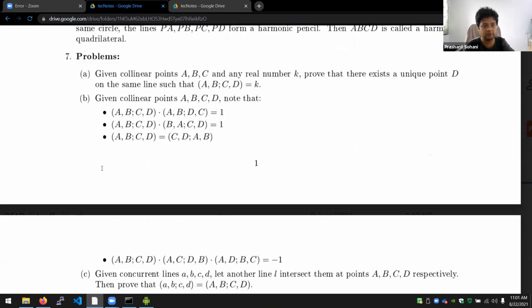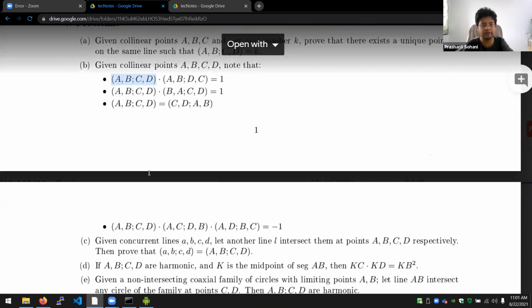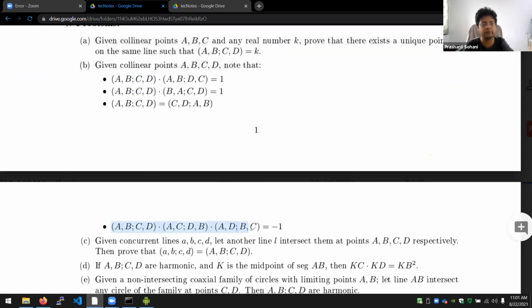And point B is just understanding how, if you have 4 points, how many ways are there to create this kind of pair of 2 points and 2 points? All of those pairs are related to each other, and in particular, the last one is quite interesting. If you keep point A fixed and you keep rotating the other 3 points cyclically, then the product of all three you get is equal to -1.